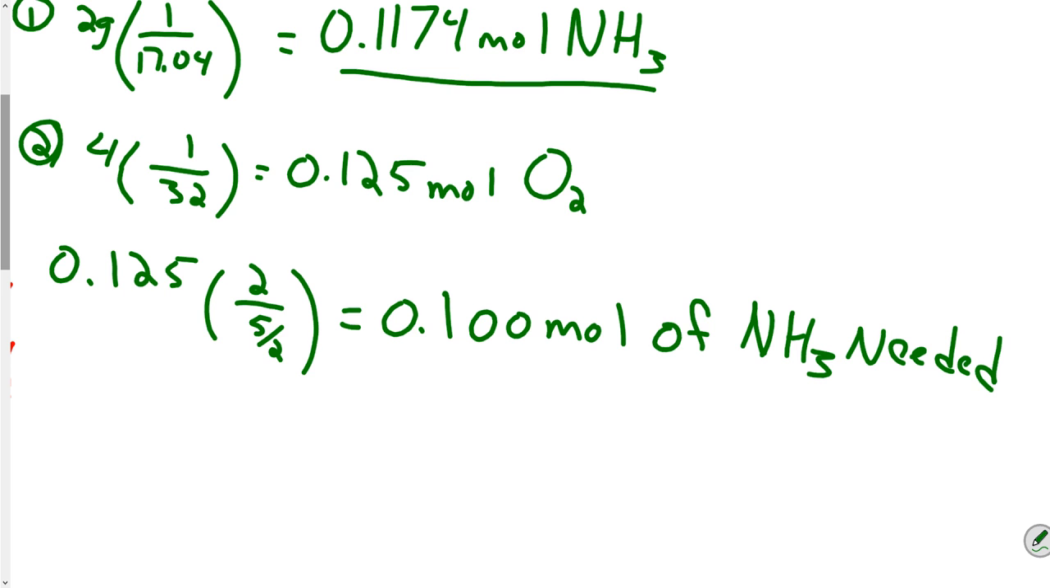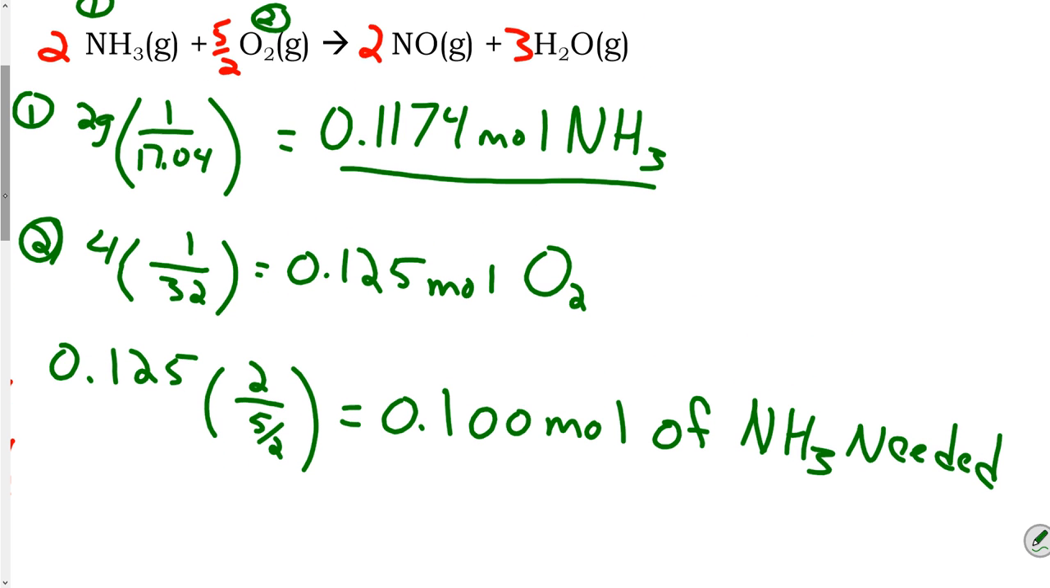But you have way more than that. So I have enough, don't I? Way more. So that means oxygen's the limiting reagent. We took oxygen first and I calculated how much ammonia I would need. I need 0.1 moles of it. I have more than enough, so it's in excess.